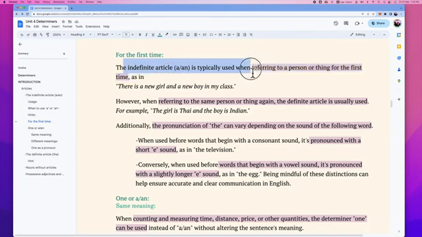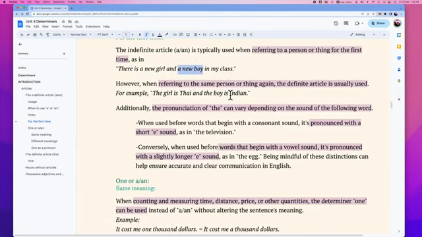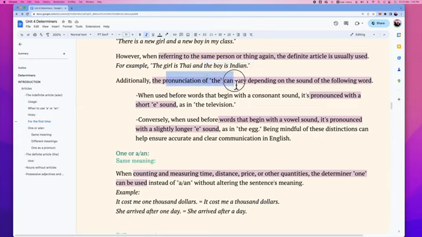The indefinite article is typically used when referring to a person or thing for the first time. This is a new girl and a new boy in my class. If you are referring to the same person again, then you would use the definite article the. The girl is Thai and the boy is Indian. And the pronunciation of the depends on the sound of the following word. A shorter E sound will be used before a consonant. A slightly longer E will be used before a vowel sound.